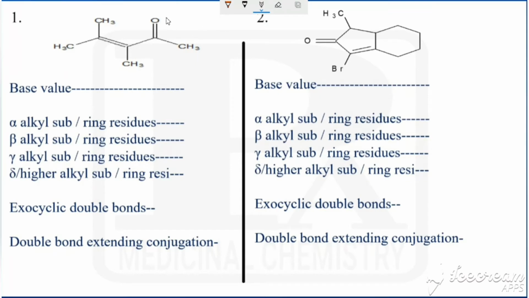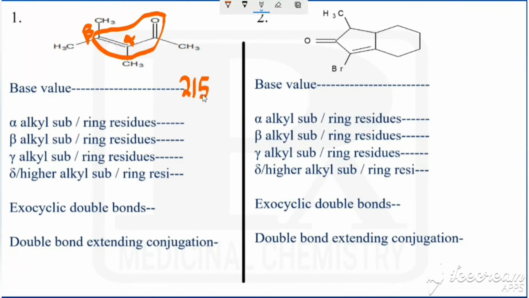Now we'll see the first example. For this we have to choose the parent. This is the enone, that is an alpha beta unsaturated ketone. According to this carbonyl carbon, this one can be called alpha, and this one is called beta. What is the parent present here? This is an acyclic one. What is the base value? The base value would be 215 nanometers.